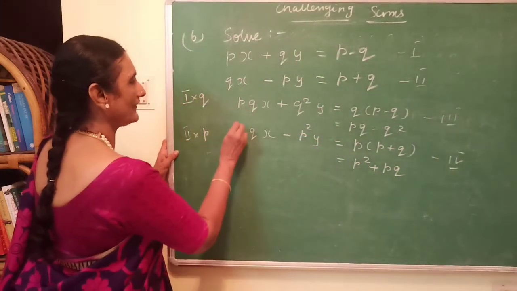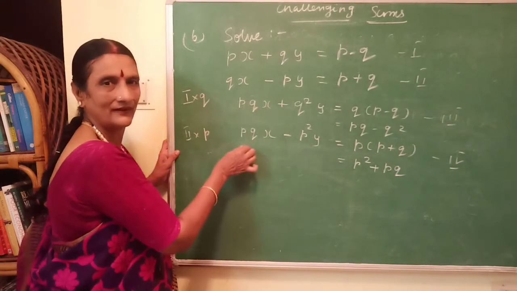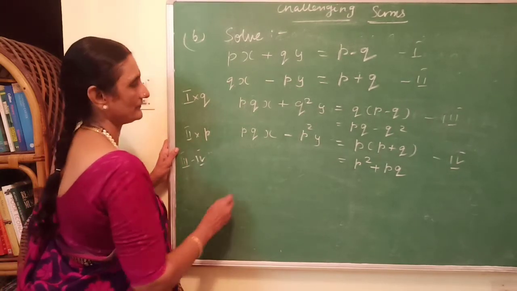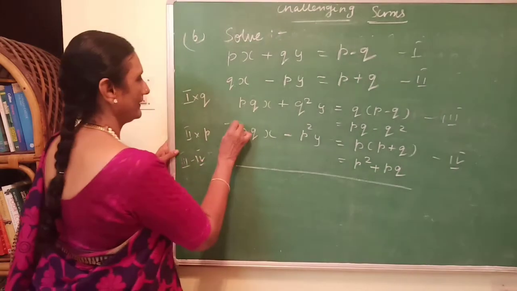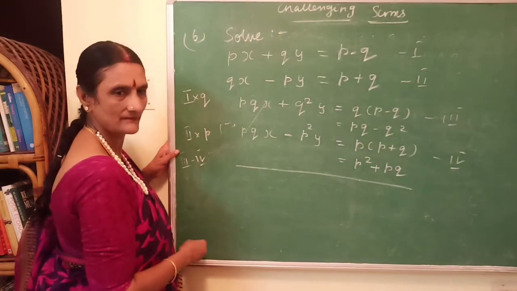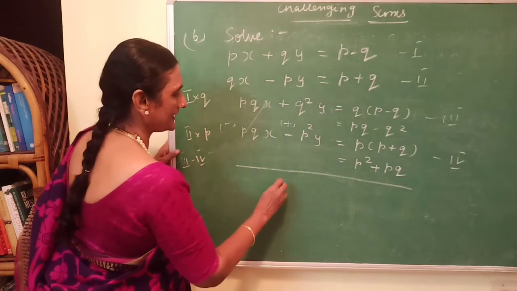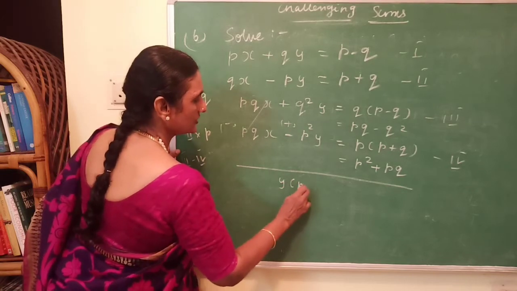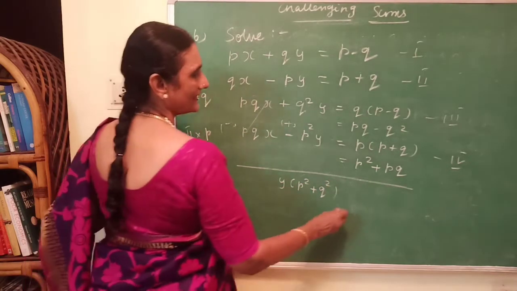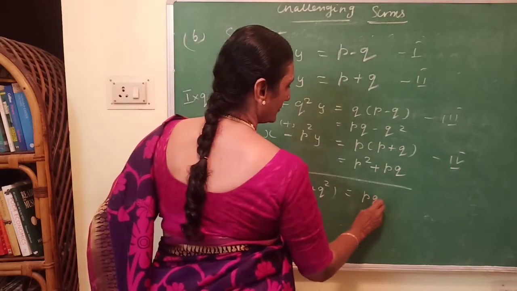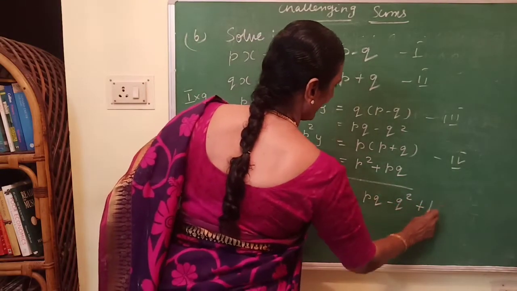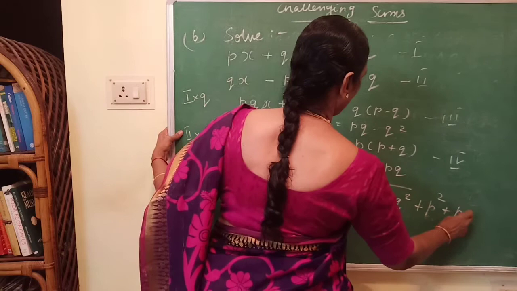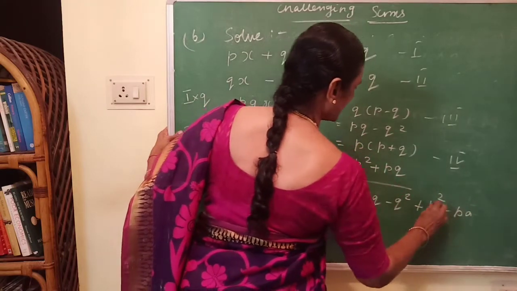Now what have you to do? You have to subtract, otherwise these two x terms will not get cancelled. So I will write 3 minus 4. Changing the sign, this becomes 0, and you will get here q square y plus p square y. So y into p square plus q square you will get. And here what happens? pq minus q square minus p square minus pq, we are changing the sign, isn't it?